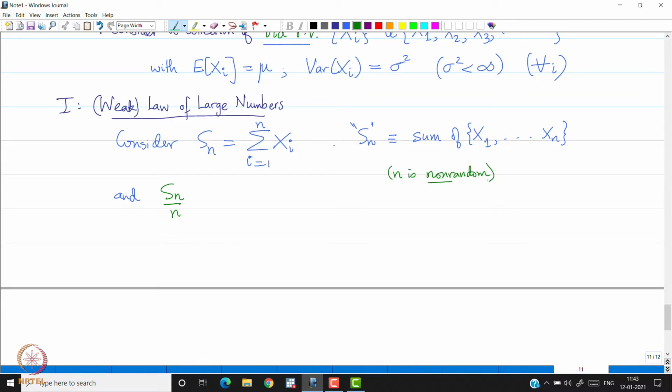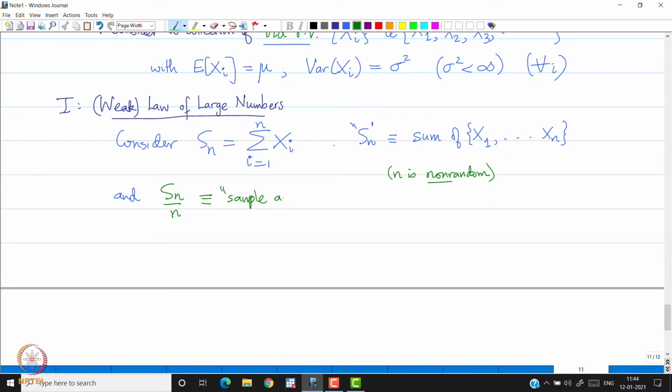It's fundamental, right. That's very, very important, that small n is under our control and we get to decide how big it is. Okay. So this Sn by n is called the sample average. Why is it called the sample average?